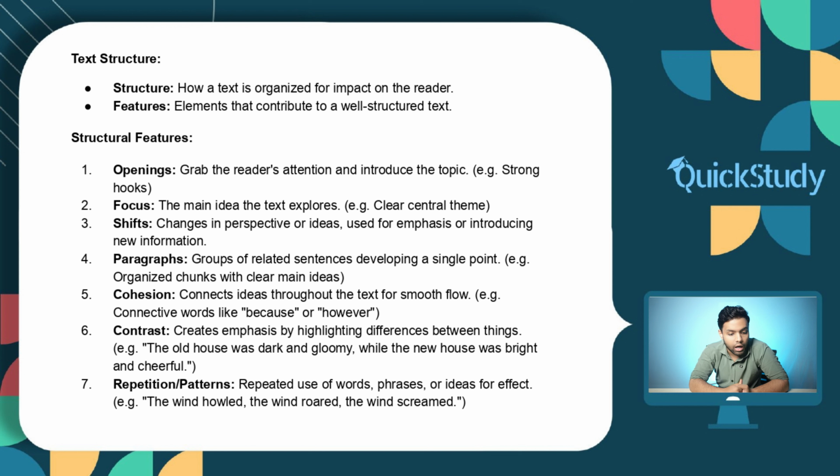For example, the old house was dark and gloomy, while the new house was bright and cheerful. So contrast is basically two different things put together in one sentence or one paragraph. So this creates how there are two parts to the story. Number seven is repetition or patterns. Repeated use of words or phrases or ideas for effect. For example, the wind howled, the wind roared, the wind screamed. We have used the word wind several times here. This is called the repetition.